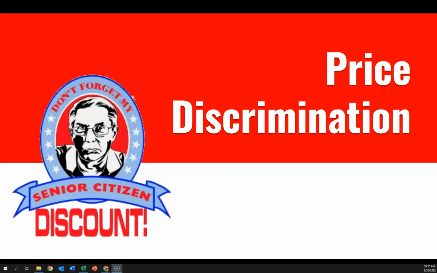So we're going to want to be able to define what it means to price discriminate, provide some examples of price discrimination, and describe the impact that price discrimination has on both consumers and firms in terms of issues like deadweight loss and total surplus.